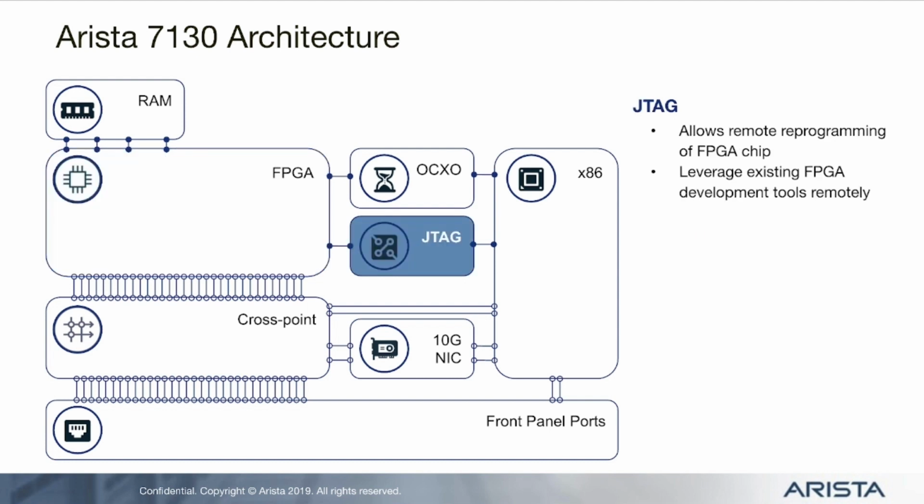JTAG is an industry standard debug port for serial communication with the FPGA. Using the JTAG chain, we can load new software on the FPGA. Arista even provides a JTAG software package that provides a remote connection for development and debugging of FPGA application designs.